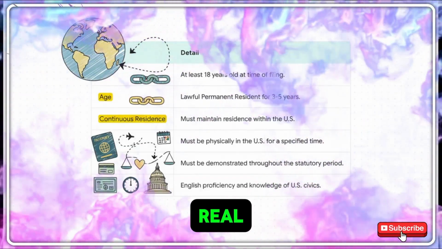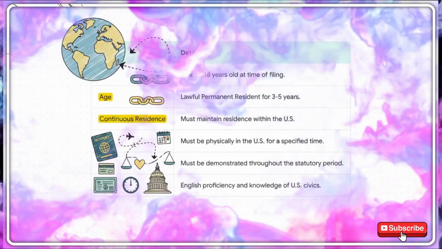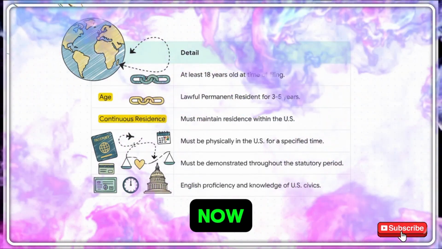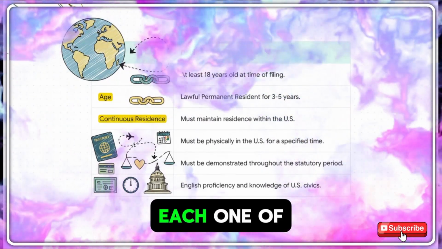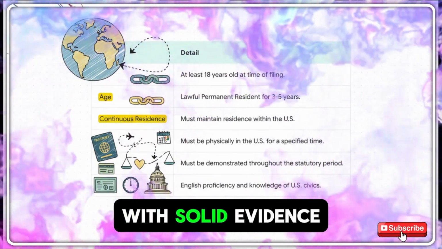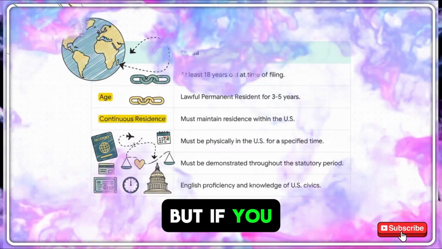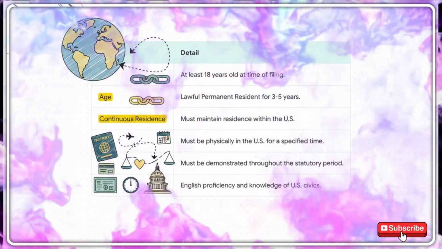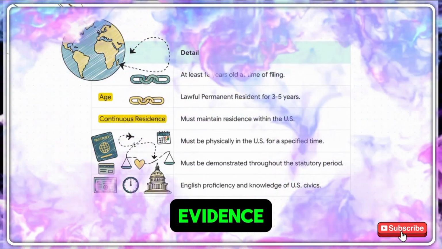Let's make this real. Look at the requirements for naturalization, for becoming a U.S. citizen. You see things like age, residency, good moral character. Now, it's tempting to see this as just a checklist, but that's a mistake. Each one of these is a claim you're making, a claim you have to prove with solid evidence. Take continuous residence. Seems simple, right? But if you were out of the country for 6 months, maybe a year, you could break that continuity. Suddenly, your plane tickets and passport stamps become absolutely critical evidence.